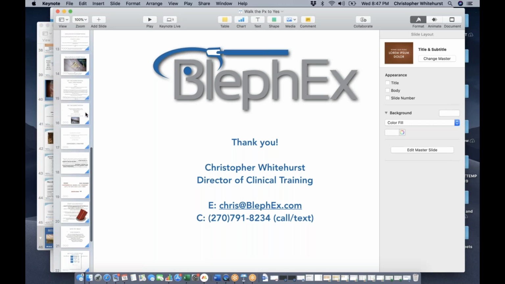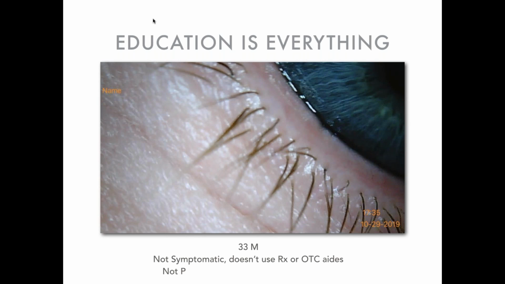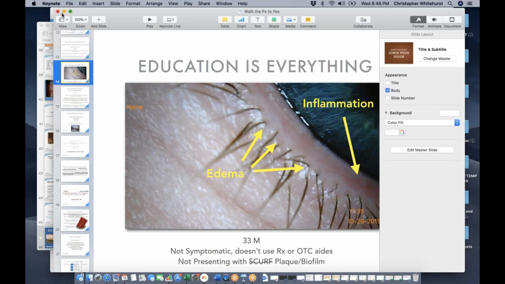Okay, so I want to show you real quick the answer to your question. This patient right here is a 33-year-old male. He's not symptomatic and doesn't use any prescription or over-the-counter aids, and he's not presenting with scurf, which we know is now not a great definition, not presenting with plaque or biofilm. But this patient absolutely does have inflamed vessels, and absolutely does have edema. So just because they're not symptomatic in stage 1 doesn't mean that they don't develop it. That's something very important the medical community needs to understand: this patient is absolutely treatable. We can treat this patient right now by removing their biofilm and not allowing them to get to stage 2.